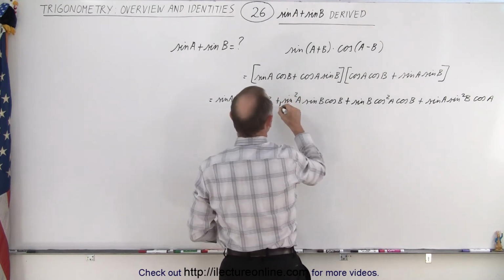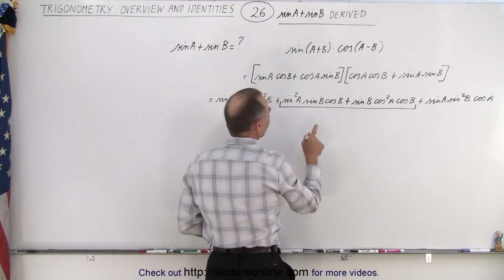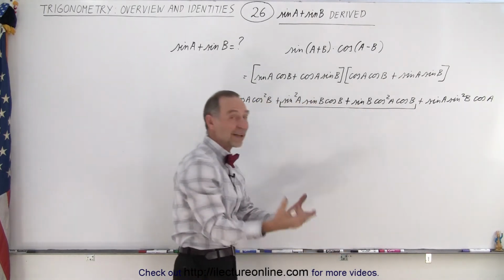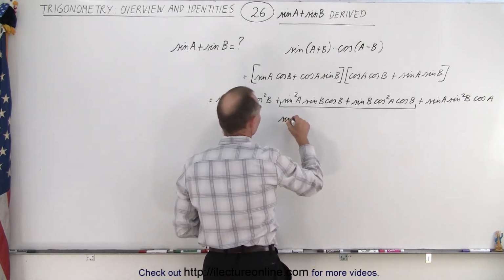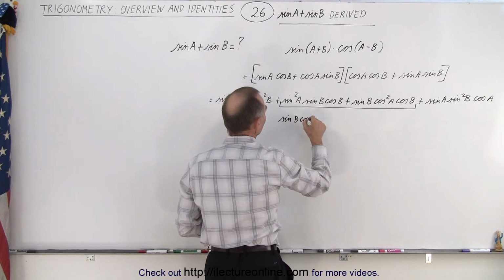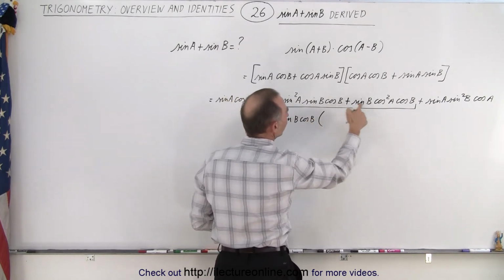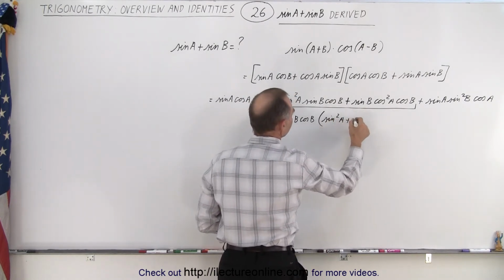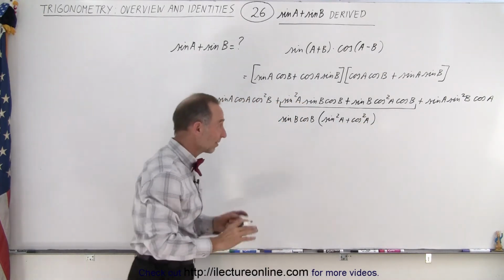Here we go. Notice when we take a look at these two terms, they have in common the factors sine B, cosine B. So I can factor out a sine B, cosine B. When I do that, I'm left with a sine square of A plus a cosine square of A. And then, of course, that equals 1, so that simplifies a lot.